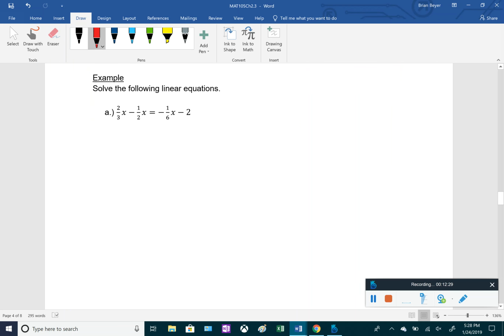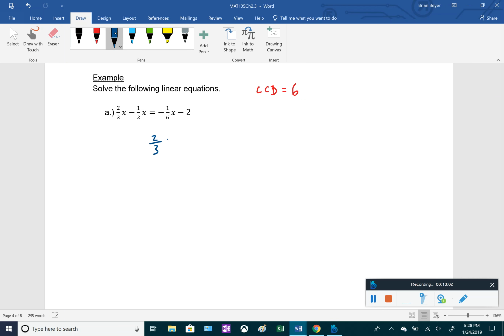So let's solve this linear equation. So 2/3 x minus 1/2 x equals negative 1/6 x minus 2. Okay, so we see we're dealing with fractions here. So let's multiply everything by the least common denominator. So the LCD here is the least common multiple of these denominators. Least common multiple of 3, 2, and 6, which will be 6.